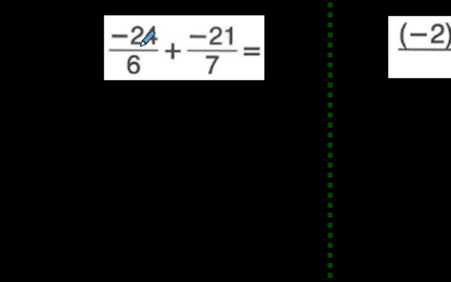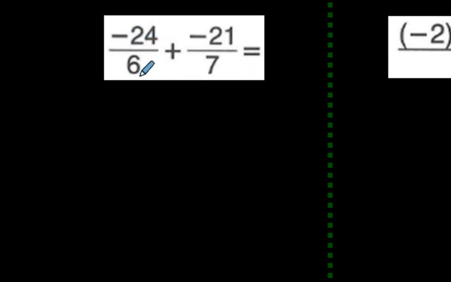But I'm noticing here that negative 24 divided by 6 will just give us a number, and negative 21 divided by 7 will give us another number, and then we can just deal with that. So in this case, we don't have to treat this like a fraction where we have to get the common denominator and do all of that stuff. Okay? So let's do that.